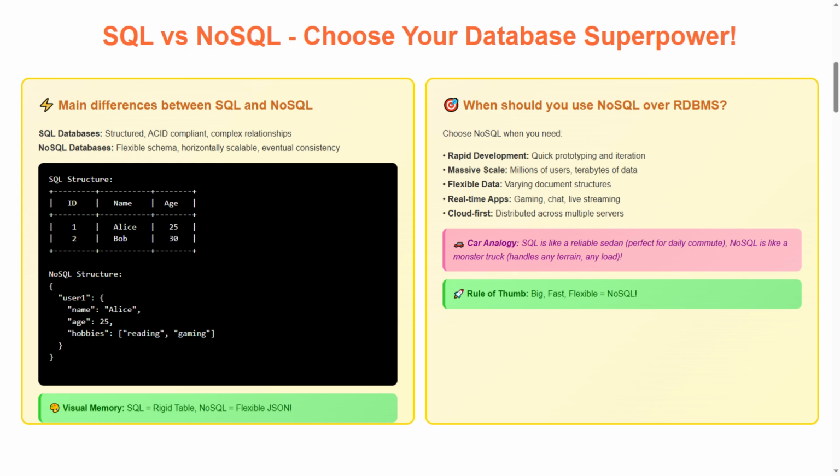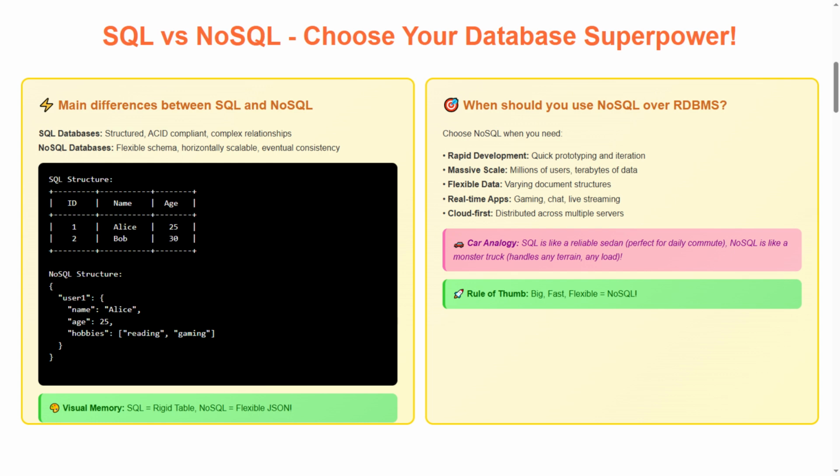When should you use NoSQL over RDBMS? Choose NoSQL when you need rapid development for quick prototyping and iteration, massive scale for millions of users and terabytes of data, flexible data with varying document structures, real-time apps like gaming, chat, and live streaming, and cloud-first architecture distributed across multiple servers.